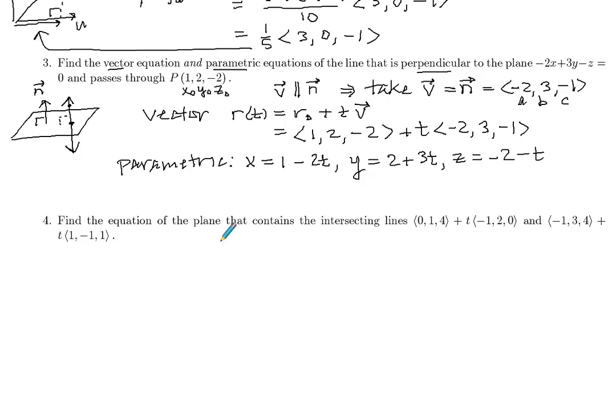Here we're finding an equation of a plane that contains some intersecting lines, and I give you vector equations of those lines. So let's draw a picture here. Remember, for a plane we need a point and a normal vector. And we've got two intersecting lines here.